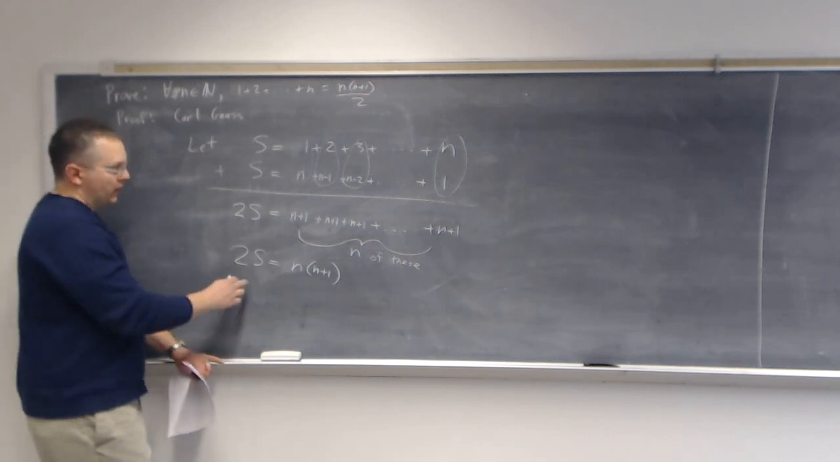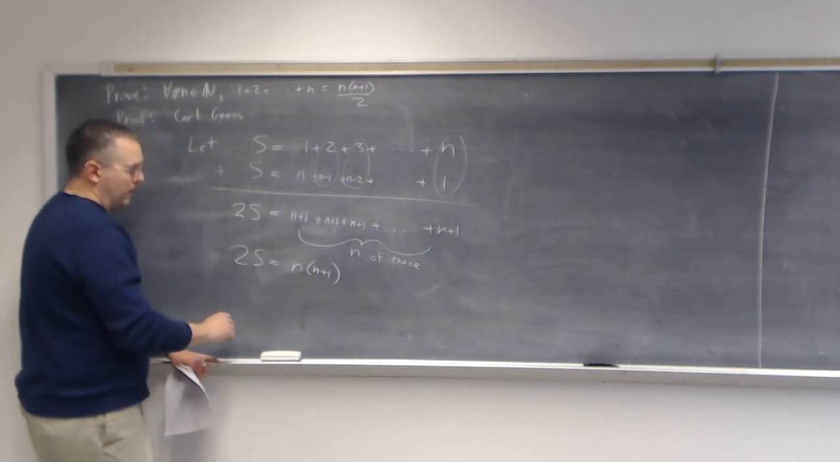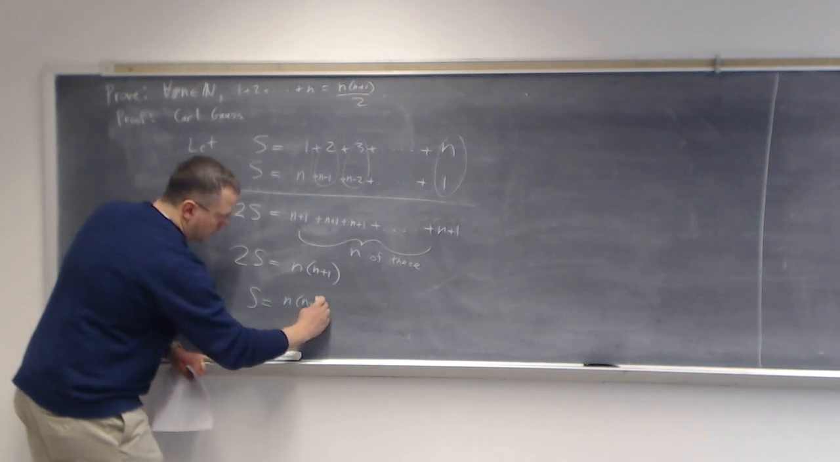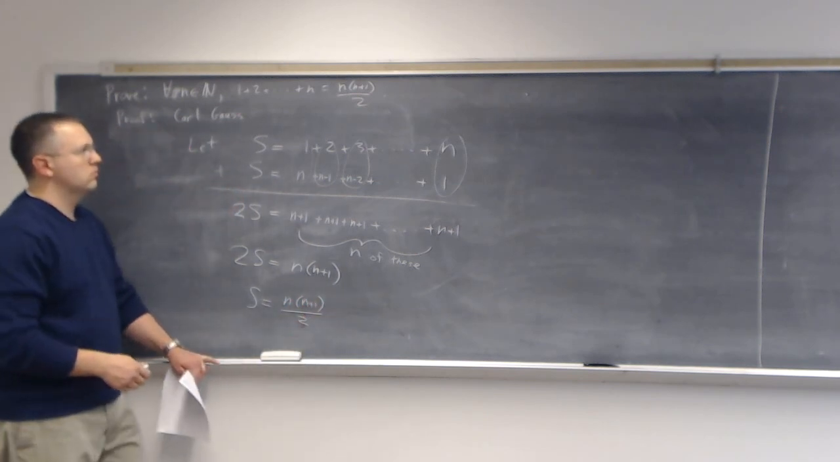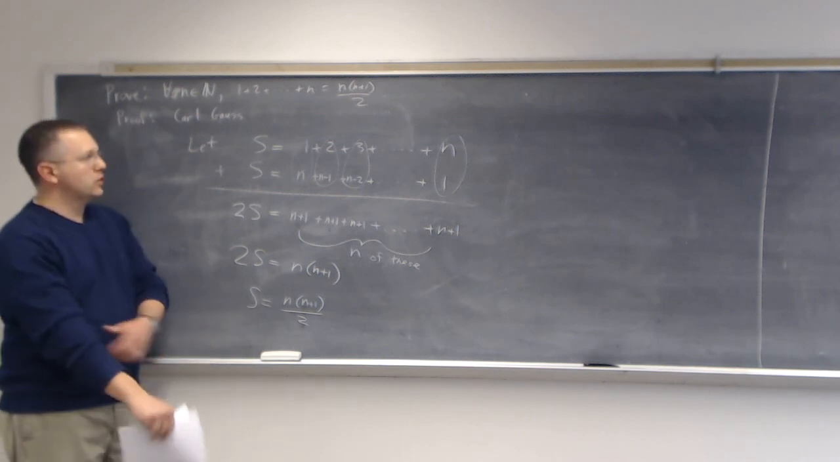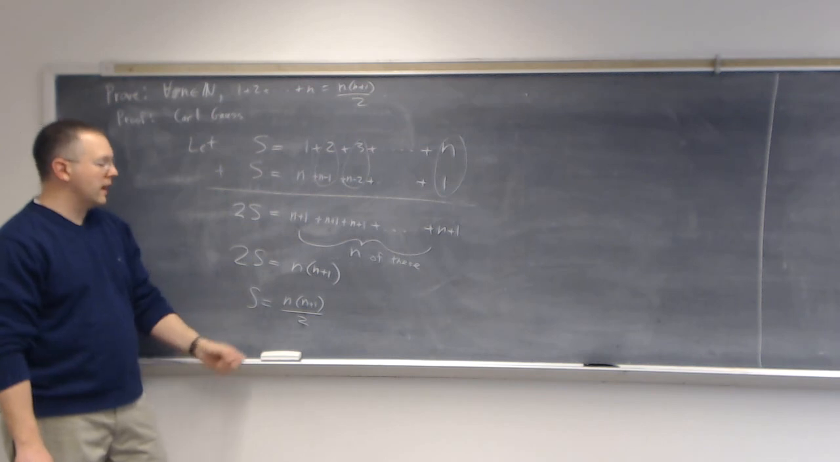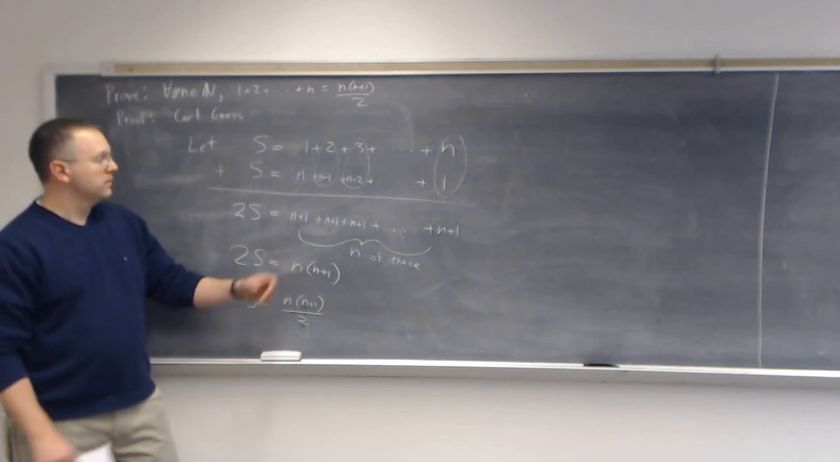And we're basically done. Twice the sum equals n times n plus 1. So then by dividing by 2, we get that the sum equals n times n plus 1 over 2. So we're done. We showed that the sum from 1 to n, 1 plus 2 plus 3 all the way to n, equals n times n plus 1 over 2.